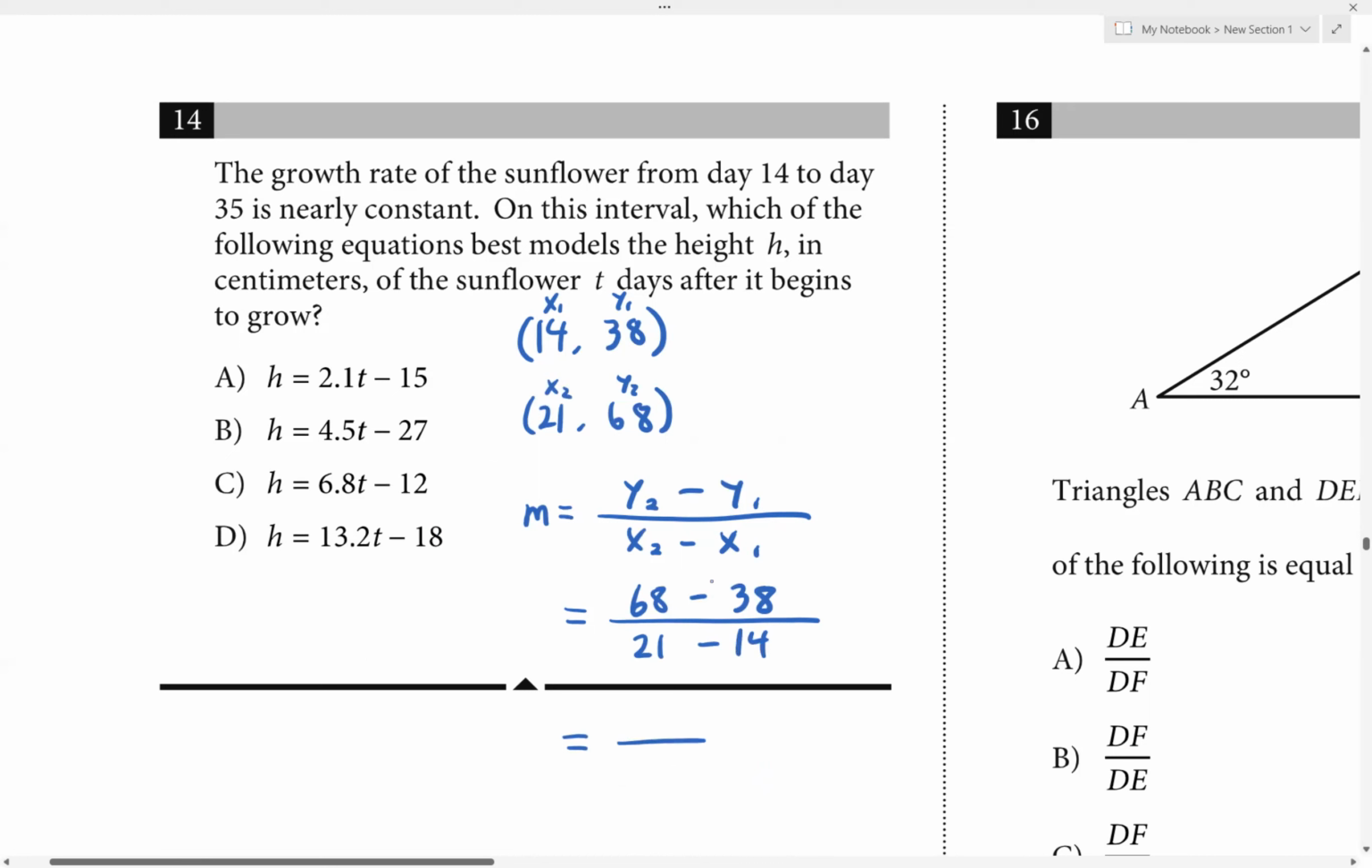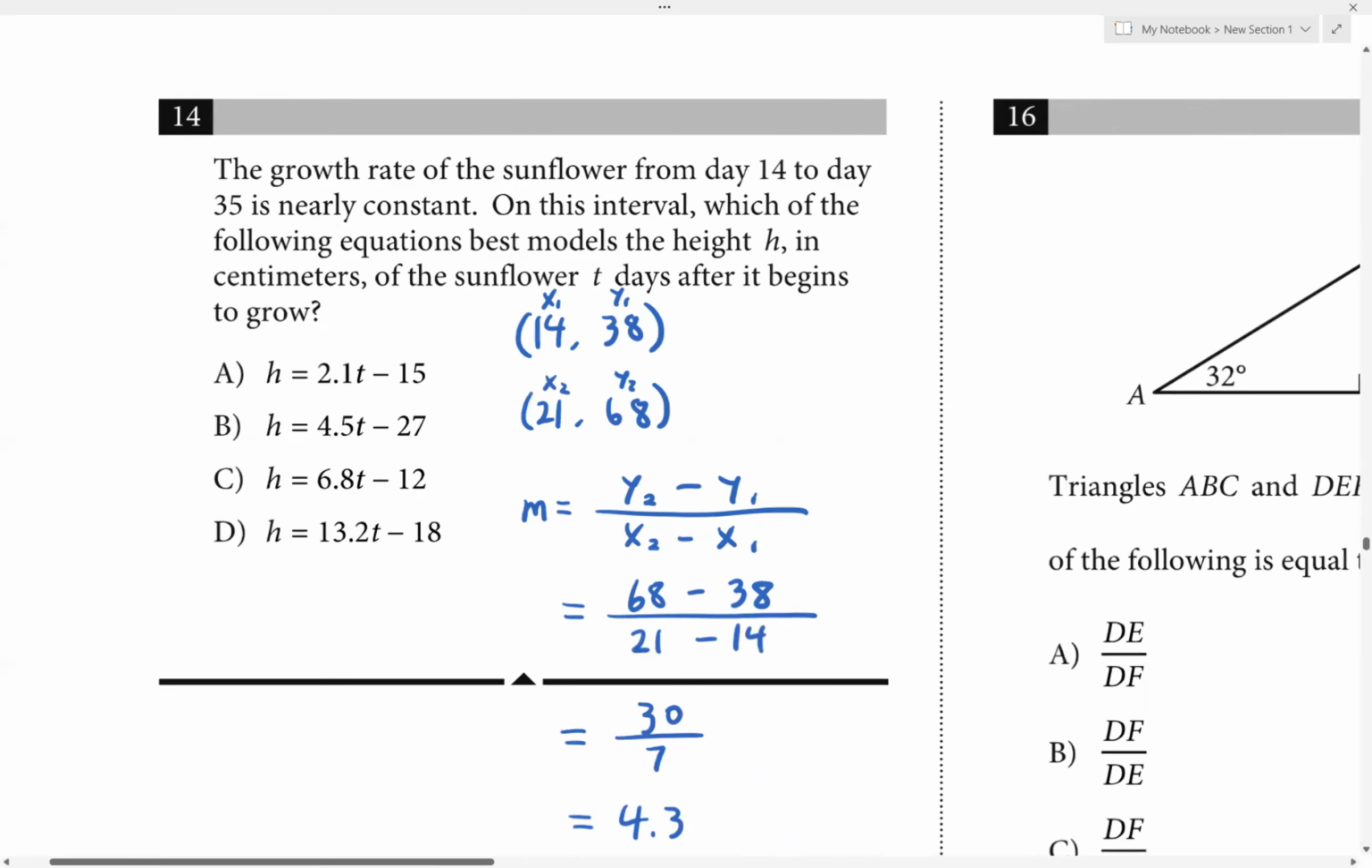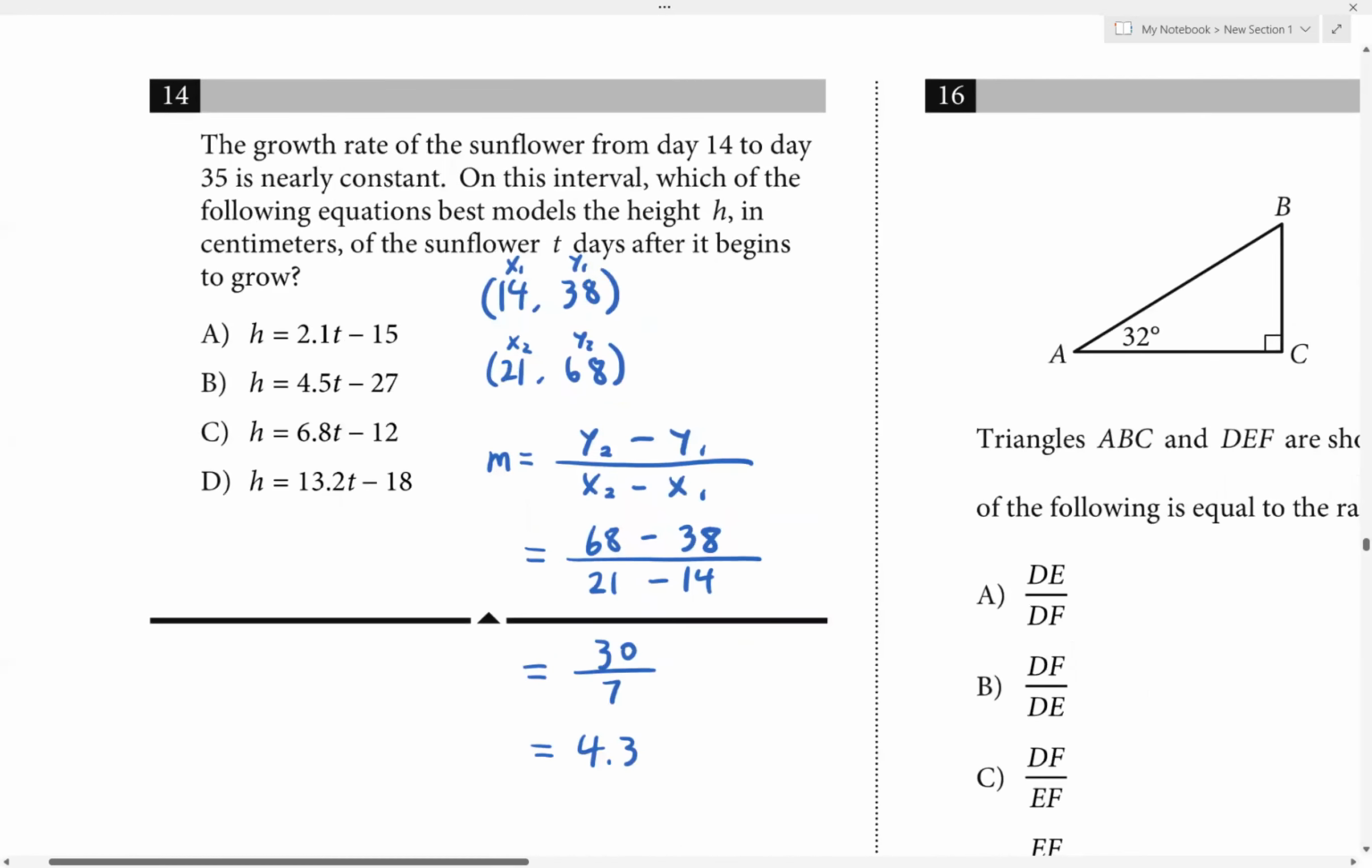Solving that, we get 30 over 7. Then we can type it into a calculator, and this should give us 4.28, or 4.3 if you round it. So the slope should be close to 4.3. It might be a little bit off because we're just picking points that are not exactly on the grid, but we know it should be pretty close, because we try our best to estimate using points. So the slope should be about 4.3.